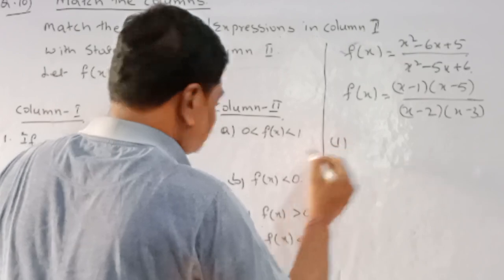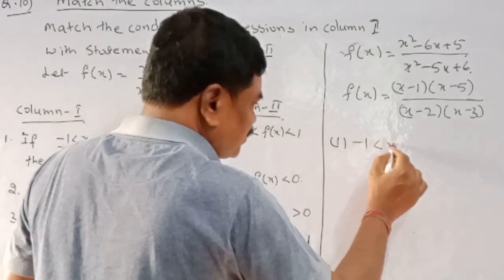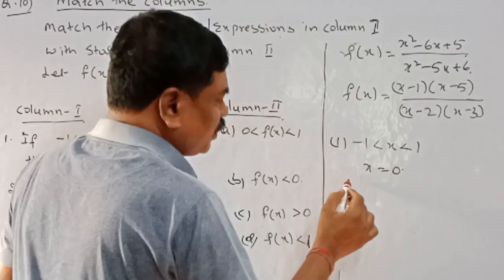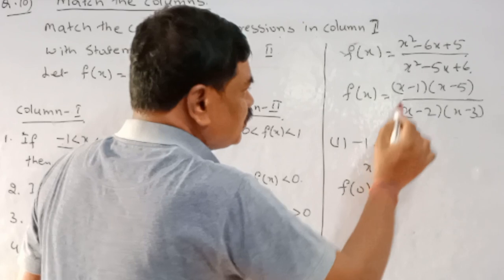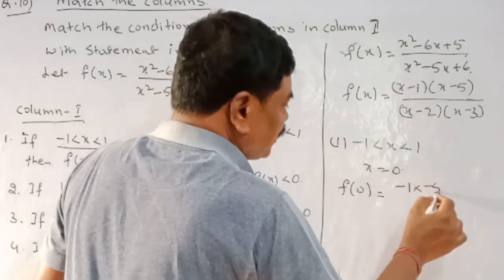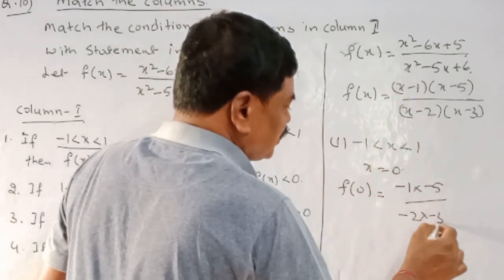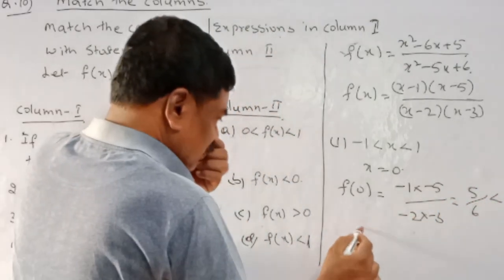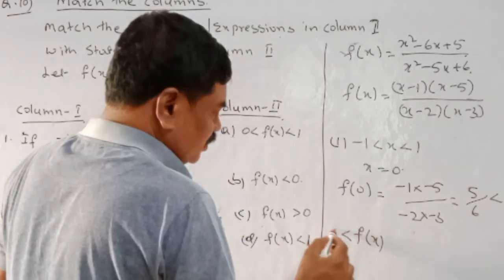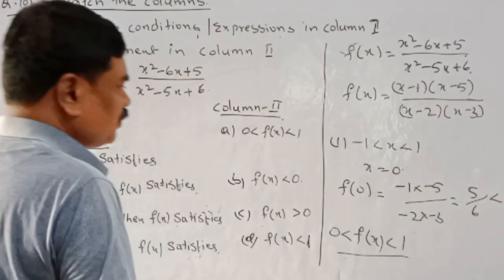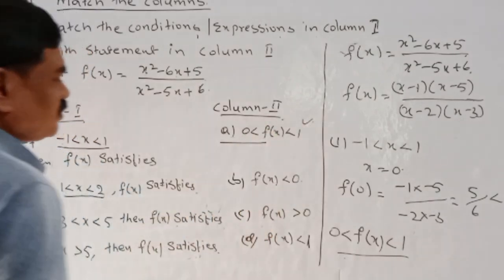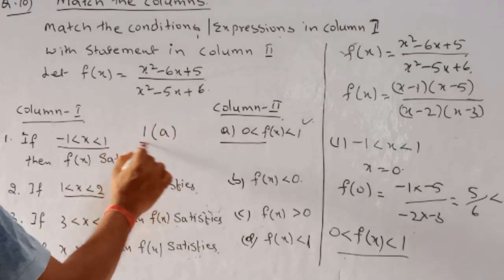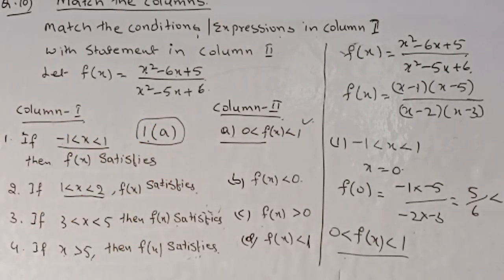First one is minus 1 less than x is less than 1. Take x is equal to 0. f of 0 is equal to what? This is minus 1 into minus 5 by minus 2 into minus 3, 5 by 6, which is less than 1. So f of 0 is less than 1. So option 1 is the correct answer. So this is 1 is A. Okay, all of you.